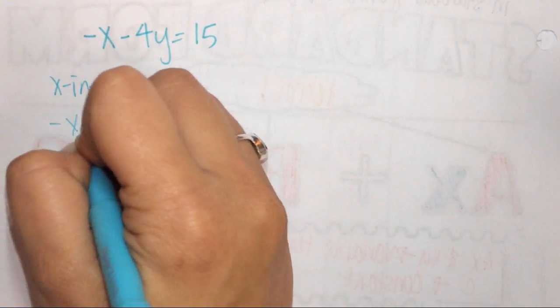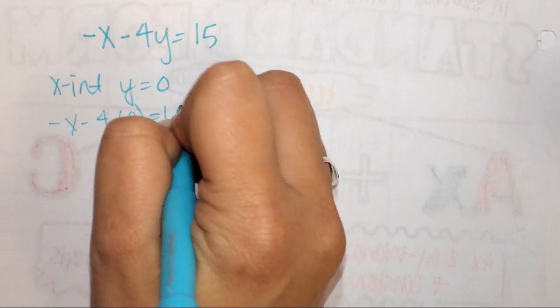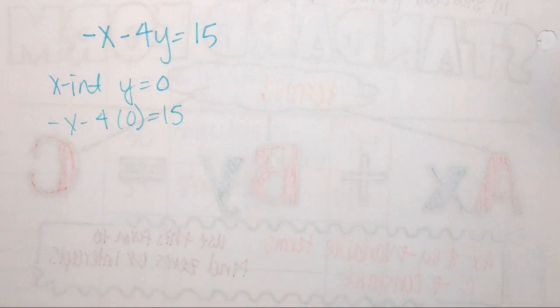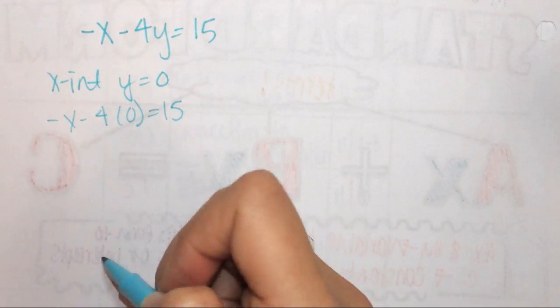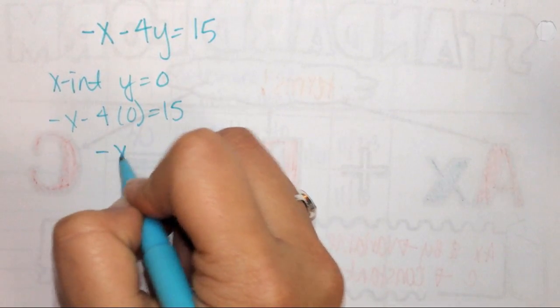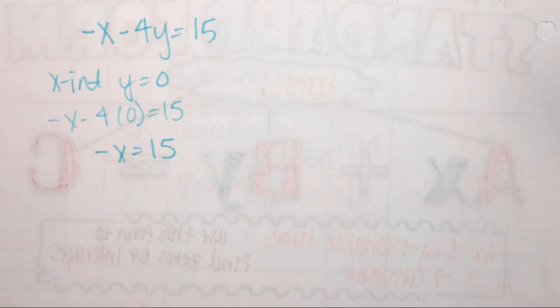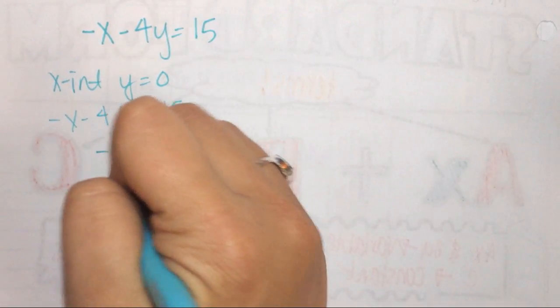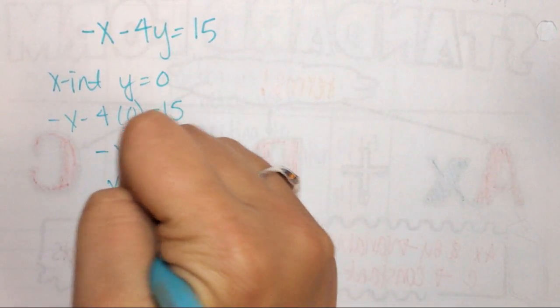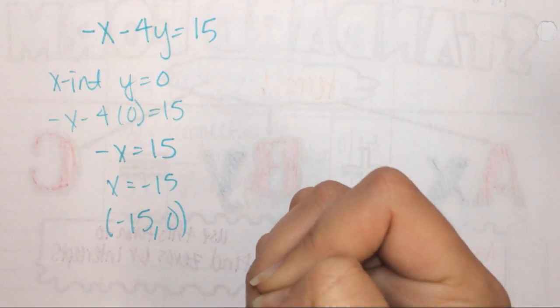Okay, so I have negative x minus 4 times 0 equals 15. What's 4 times 0? 0. So you have negative x equals 15. And then what do I do from there? Divide by negative 1. Why do we divide by negative 1? Because x is negative, so you divide by negative 1. And what is our x-intercept? Negative 15. And if we write it as a coordinate, it's negative 15, 0.